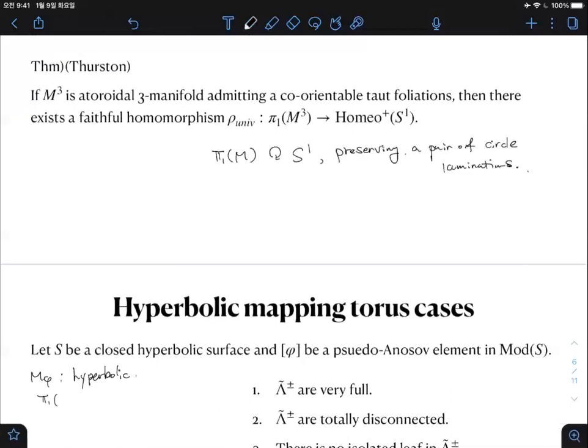pi1 and phi act on the circle, and moreover preserve a pair of circle laminations. So I'd like to explain what they are precisely.